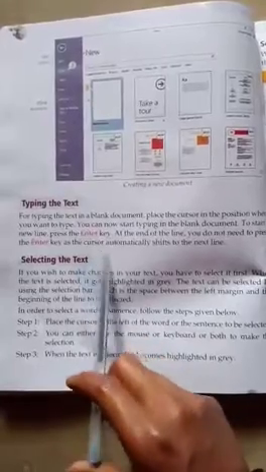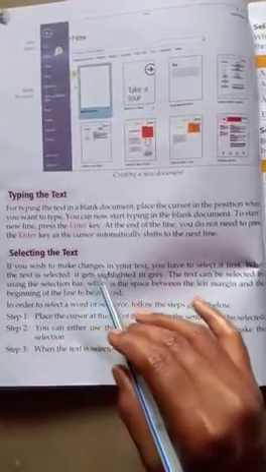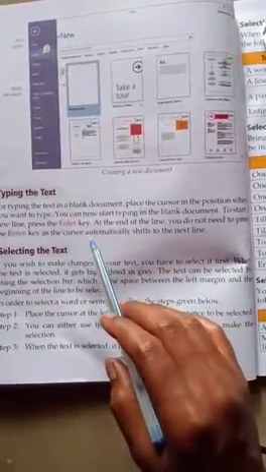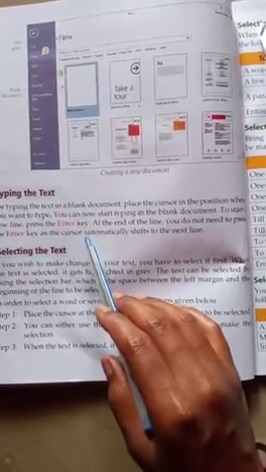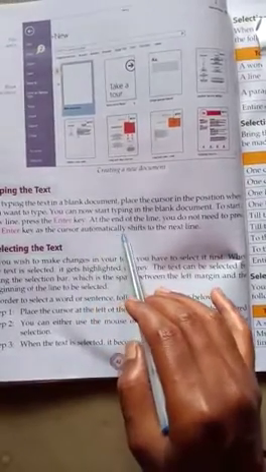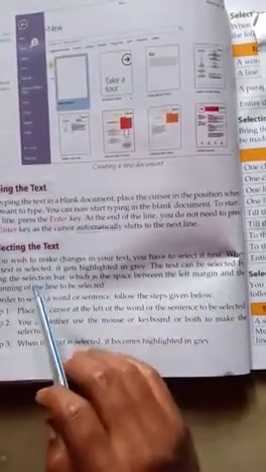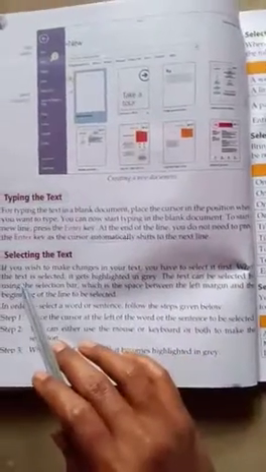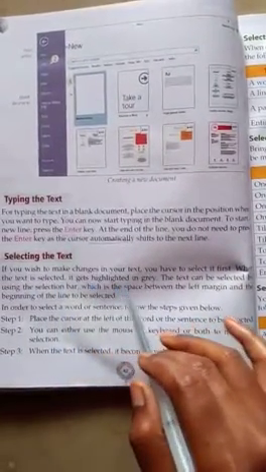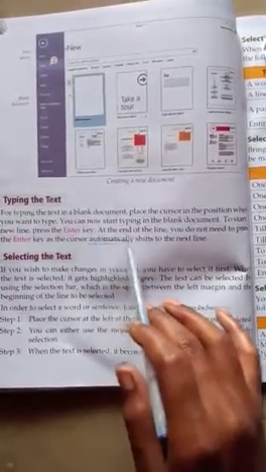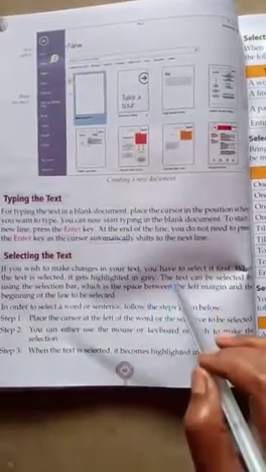Today I will teach you selecting the text. How can you select the text? If you wish to make changes in your text, you have to select it first. Suppose you want to change the writing style of this word, automatically, then you have to select this word first. When the text is selected, it gets highlighted in gray color.